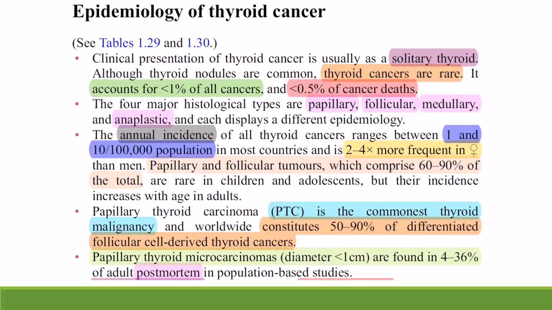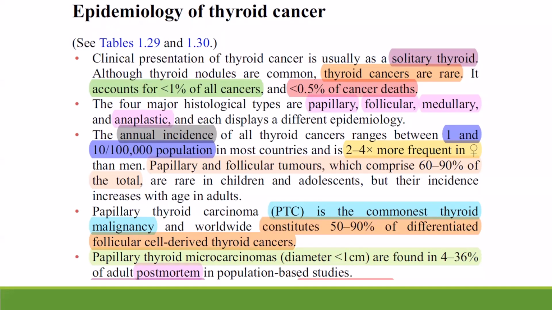The epidemiology of thyroid cancer is very important. Usually, thyroid cancer presents as a solitary thyroid nodule. But don't forget that in multinodular goiter, the risk of malignancy is the same as the risk of malignancy in a solitary nodule. Previously, for a lot of years, they mentioned that multinodular goiter is a benign condition. But the actual risk of malignancy in multinodular goiter is the same as solitary nodule. Thyroid cancers are rare and represent less than 1% of all cancers, and the mortality is less than 0.5%.